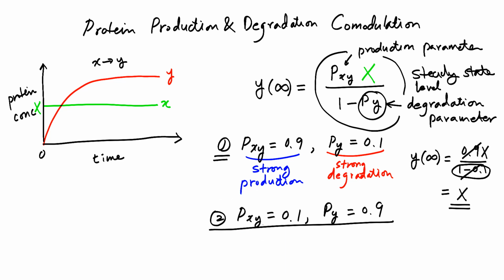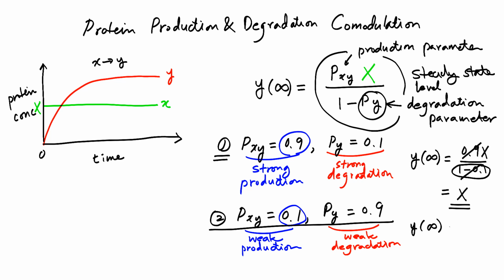How about this one? In case 2, we have weak production. You see this number is much smaller than this. Now, p sub y is 0.9 and this is weak degradation. So y of infinity or the steady state level becomes pxy, which is 0.1, times this constant value x over 1 minus 0.9, which is 0.1. So this value cancels out and we get x again. So here we had x, here we also have x.